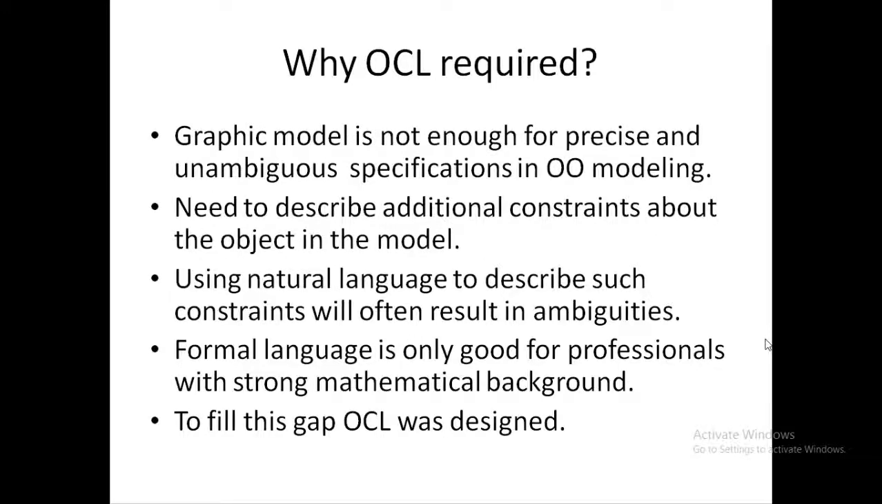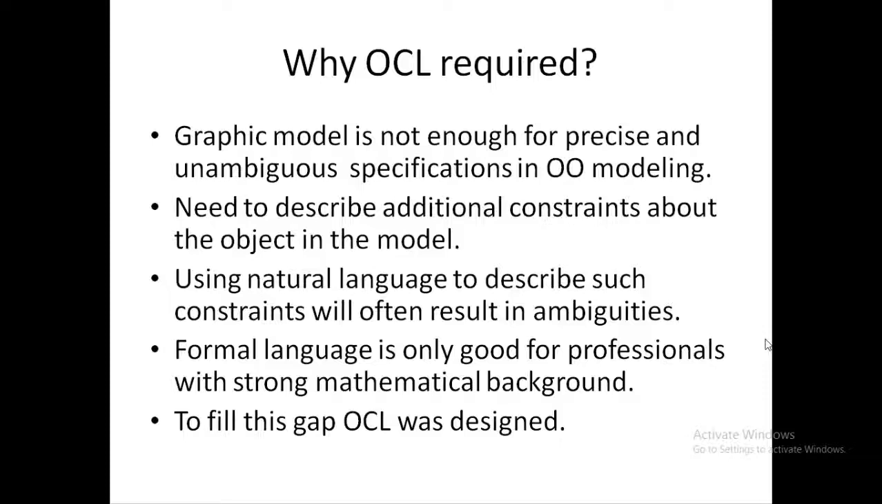After this discussion, let's see some rules and constraints which apply to our system. But before that, the question in mind is why OCL is required. So here is the answer. A graphic model is not enough for precise and unambiguous specification in OO modeling. We need to describe additional constraints about the objects in the model. Using natural language to describe such constraints will often result in ambiguities. Formal language is only good for professionals with a strong mathematical background. To fill this gap, OCL was designed.